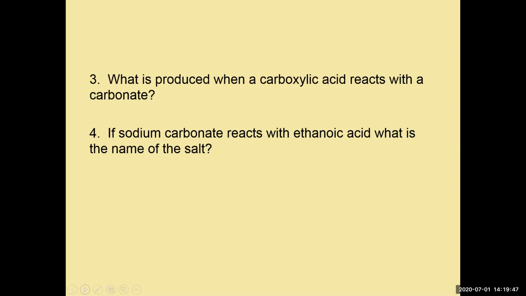Have a go at these two. When a carboxylic acid reacts with a carbonate, you will get a salt, water, and carbon dioxide. If sodium carbonate reacts with ethanoic acid, the name of the salt would be sodium ethanoate. So just like sulfuric acid makes a sulfate, ethanoic acid makes an ethanoate. Methanoic acid would make a methanoate, and so on. So it's just a standard pattern.